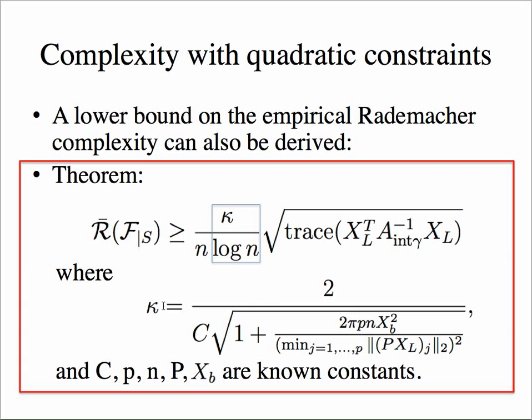Kappa is a parameter which depends on several constants in the problem, and it also depends on the interaction between the labeled and the unlabeled examples.